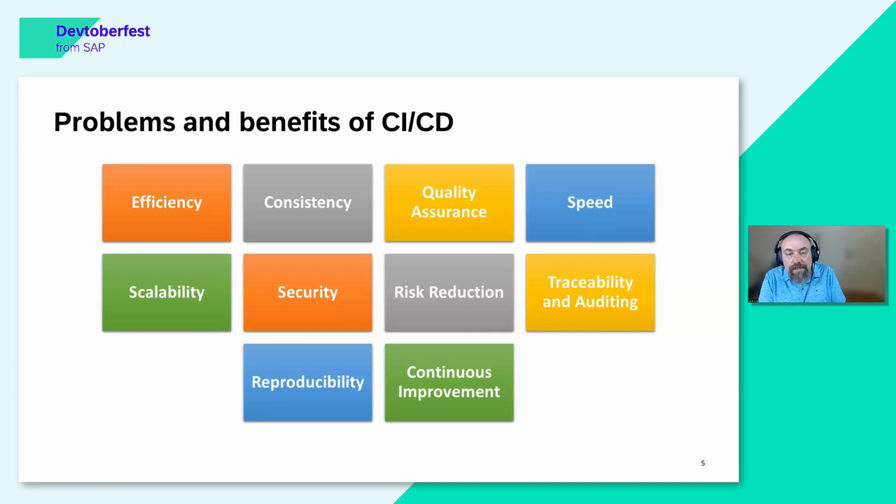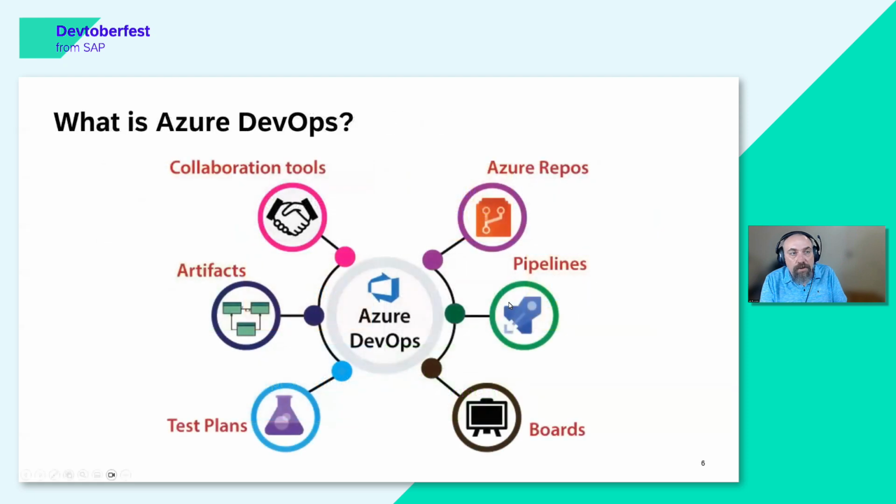We basically get fast feedback from these pipelines, and they give us the ability to enhance and optimize and make improvements to the source code based on that feedback. So next is what is Azure DevOps. Essentially, Azure DevOps is a collaboration tool hosted by Azure in the cloud.